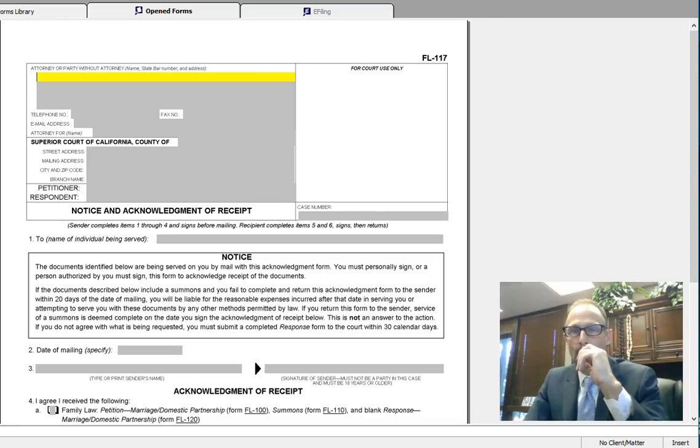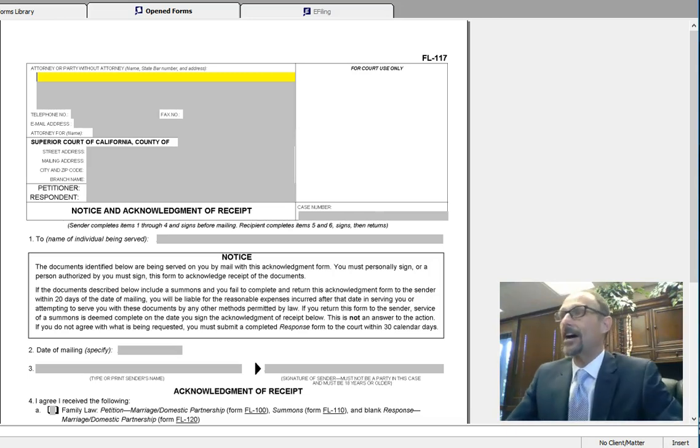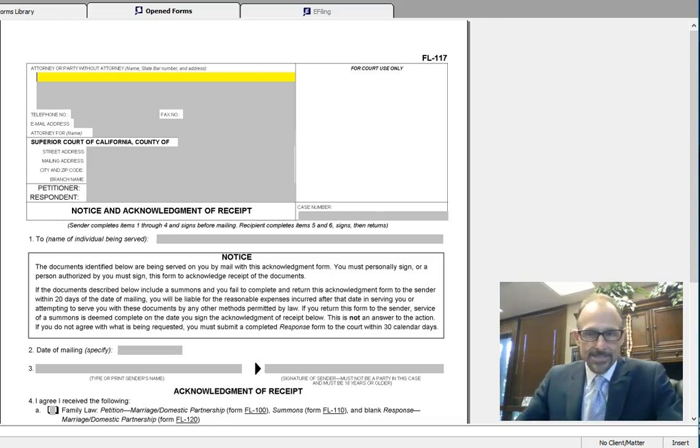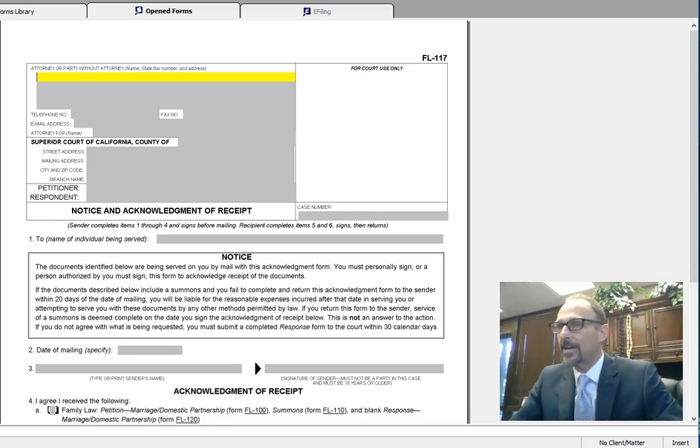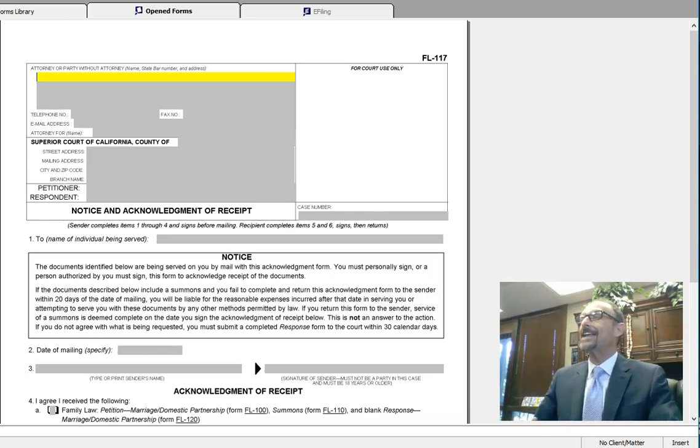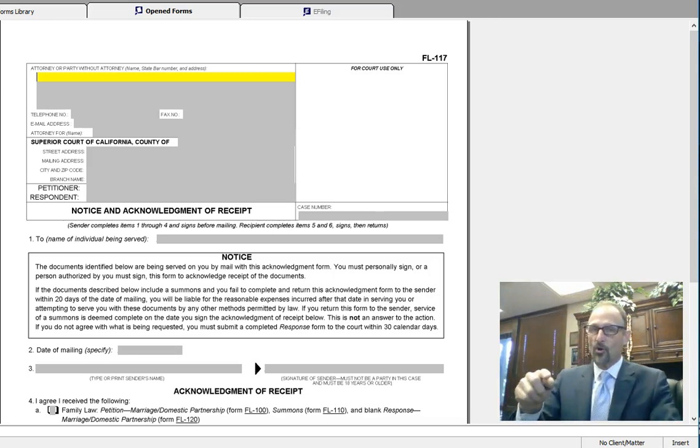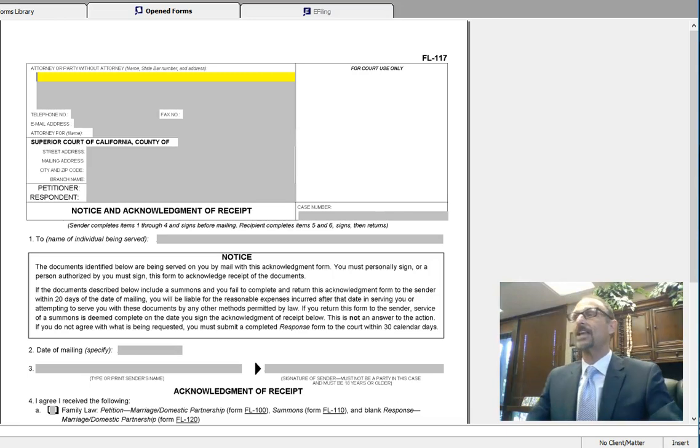We are now going to go over Form FL-117. It is a notice and acknowledgement of receipt. This is a form that is used at the beginning of a case, or that can be used. This is not a mandatory form, but this is a form that can be used at the beginning of a case. It is sent along with the papers that need to be served on the other party. And this form simply says, yes, I've received the papers.